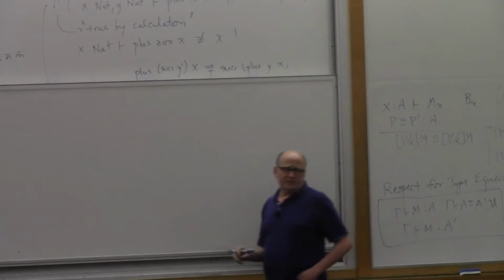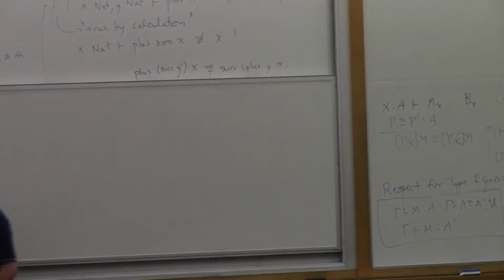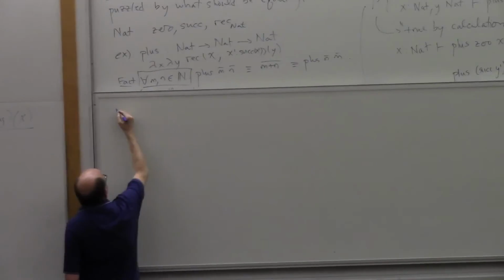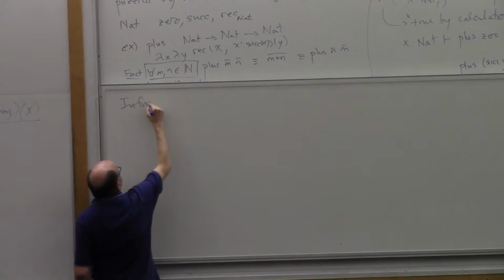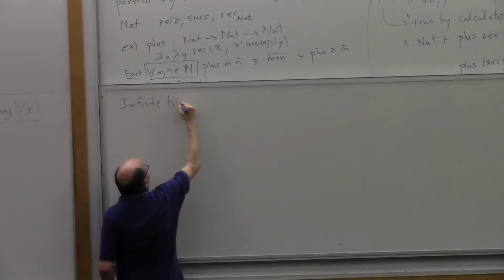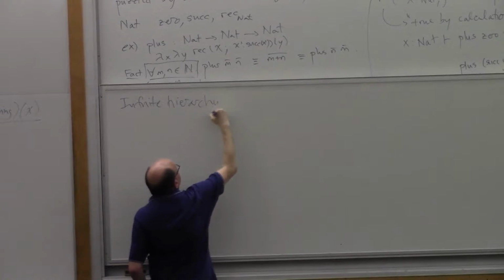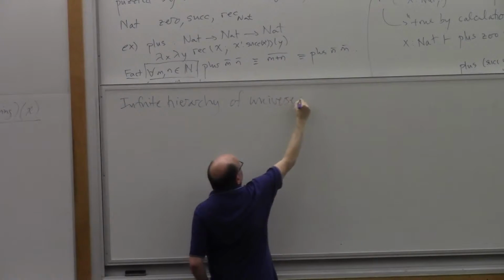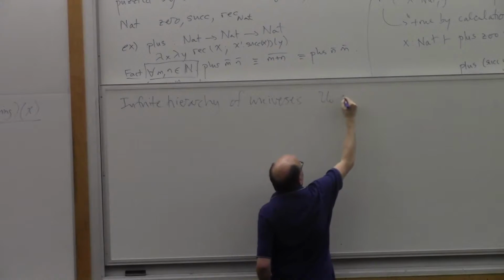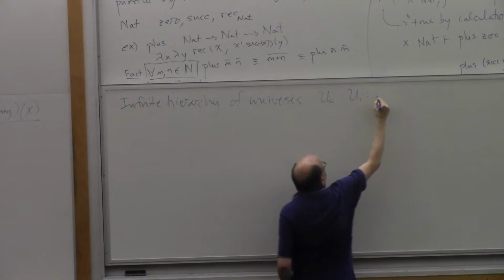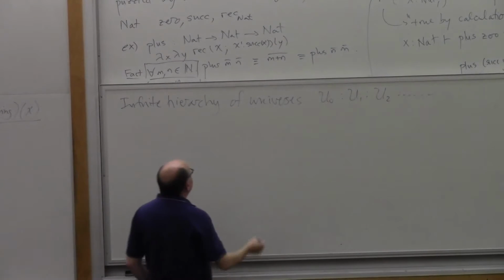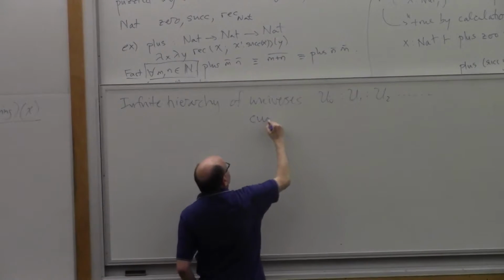Well, it's a type. But it can't be an element of itself without getting inconsistent. So what we in fact do is we have an infinite hierarchy of universes. This is an idea that was introduced in Euclid. There's no type judgment. We just have an infinite hierarchy of universes, U0, U1, on to infinity, that are cumulative.